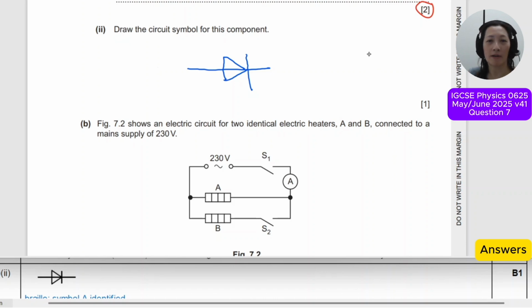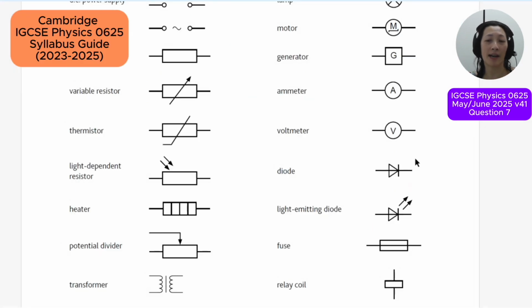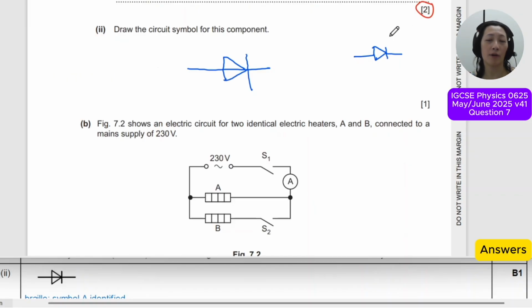Now, some of you might come across diode symbols that look a little bit different. You may have seen diode symbols where the line doesn't go through the triangle. This is actually also the correct symbol for a diode. So the reason why we have a line through the diode symbol is because that's what the symbol looks like in the syllabus guide. So this is the syllabus guide, and this is the symbol for the diode. However, to my knowledge, if you draw this symbol, it will still be accepted because this is also the universal symbol that is accepted for a diode. Drawing the correct symbol will of course give you 1 mark.